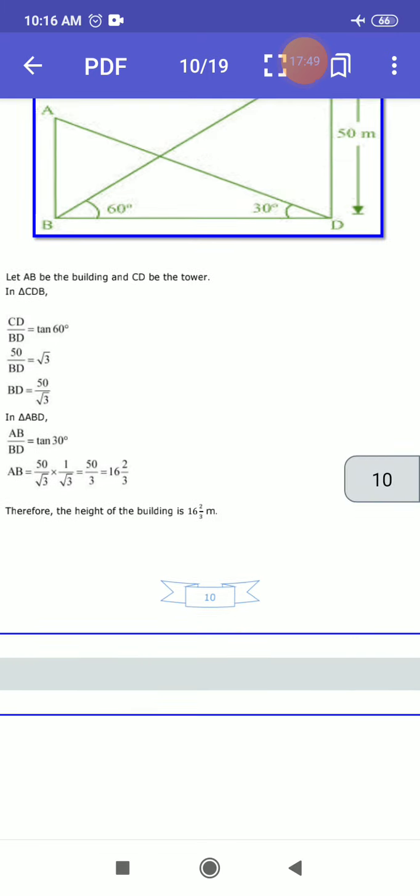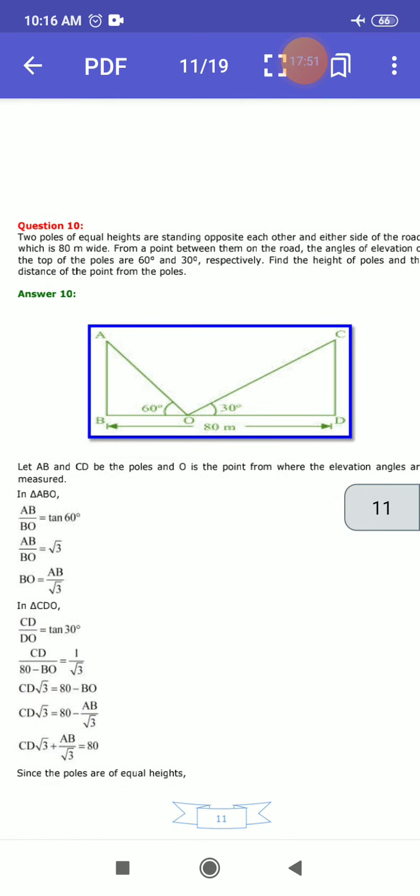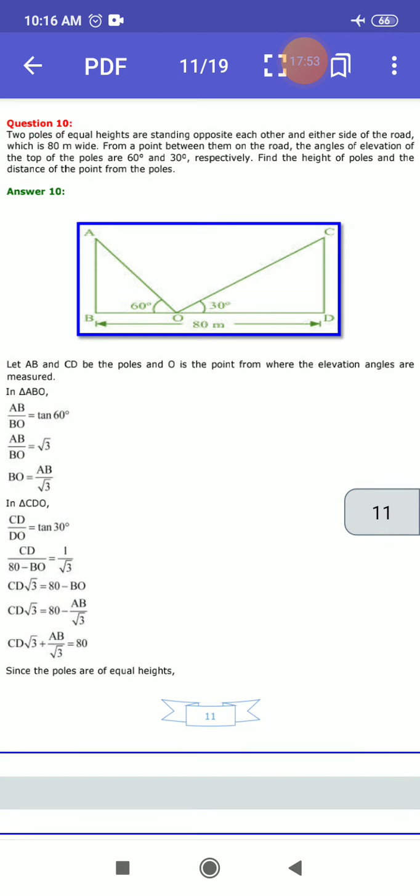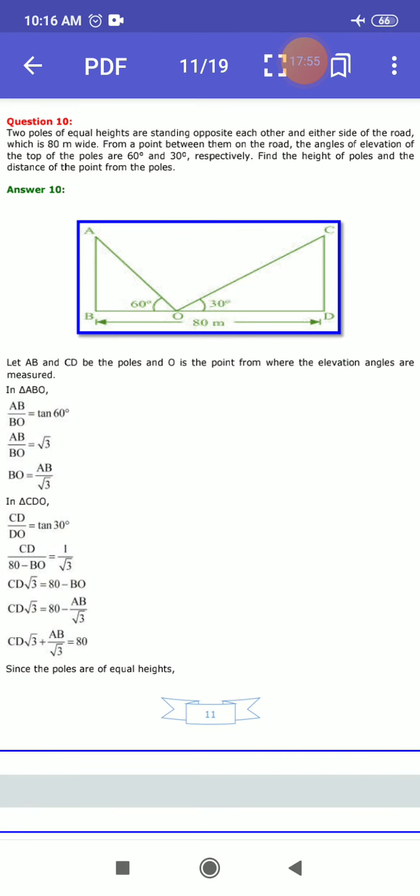Okay, now we come to the next question. This is the 10th question. In this question we will explain how to do it and what its figure is, and then you have to do this question at your home.